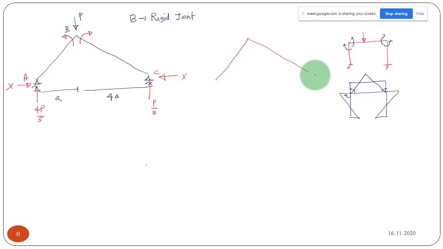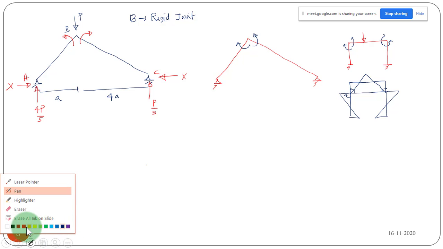And in another case, suppose somebody takes it as clockwise, then this must be anti-clockwise, right? That is the condition. This is the joint. So if it is clockwise, there should be an anti-clockwise moment of equal magnitude. Okay, that is one point with respect to moment direction.